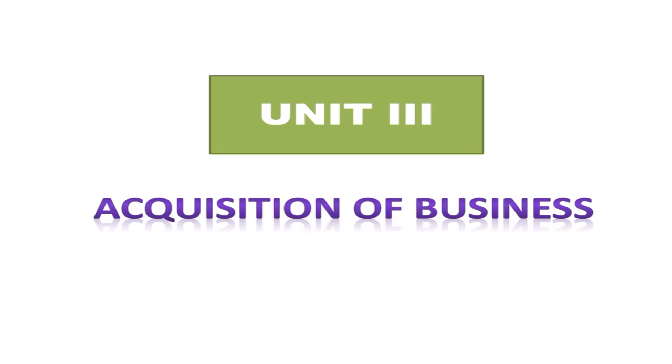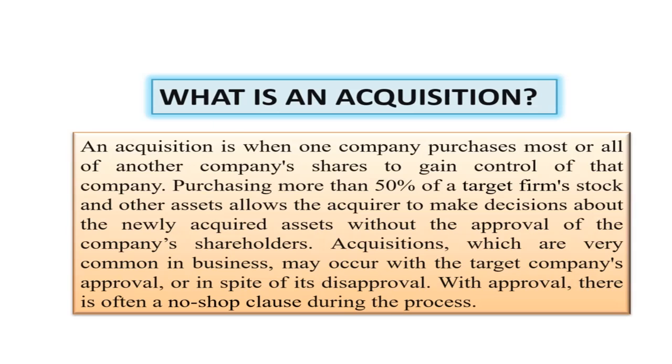Next, we move to Unit 3, Acquisition of Business. What do you mean by an acquisition? An acquisition is when one company purchases most or all of another company's shares to gain control of that company. Purchasing more than 50% of a target firm's stock and other assets allows the acquirer to make decisions about the newly acquired asset without the approval of the company's shareholders.